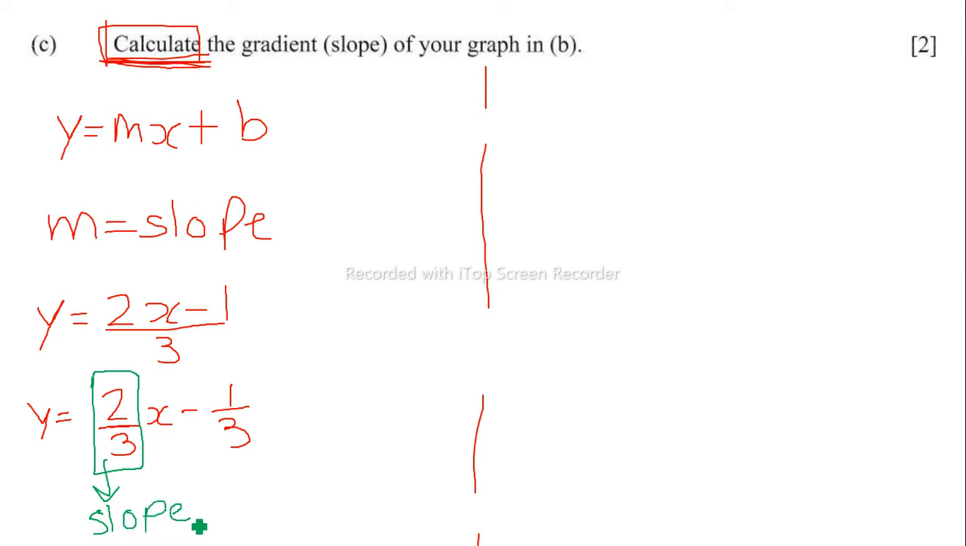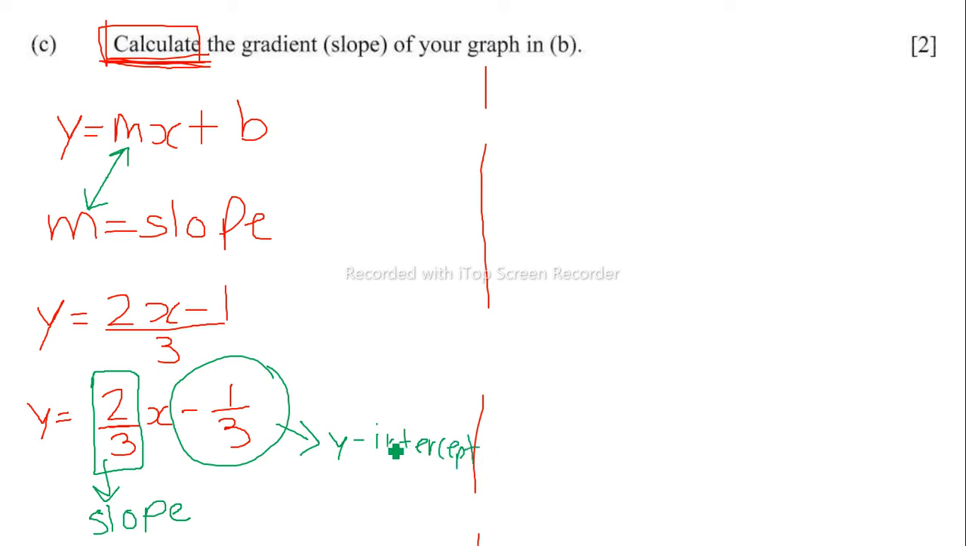And why is the slope 2 over 3? Because it is the number in front of the x, and we said that the number in front of x is the slope. And the y-intercept here is negative 1 over 3. So this is the y-intercept.